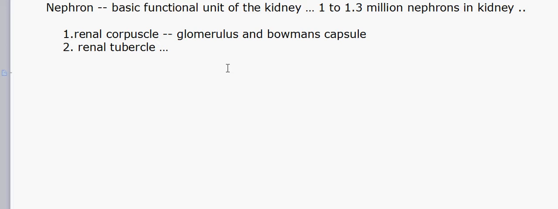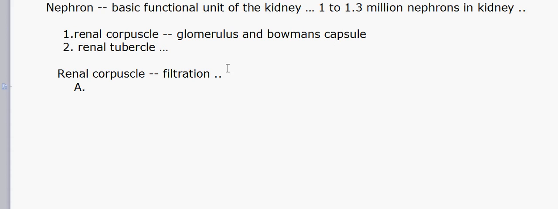And first we will see about the renal corpuscle. As I said before, the main function of the renal corpuscle is the filtration. It helps in the filtration of the blood. Based on the position of the renal corpuscles, the nephrons are divided into two types, that is the cortical nephrons and the juxtamedullary nephrons. First we'll see about the cortical nephrons.